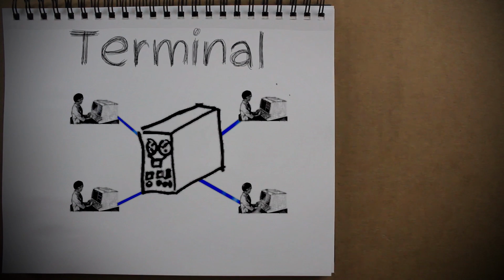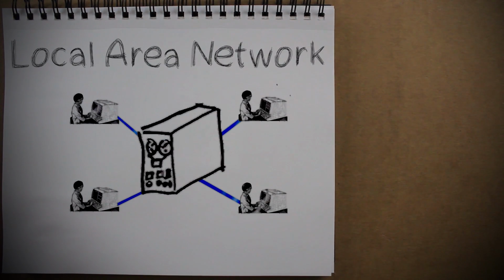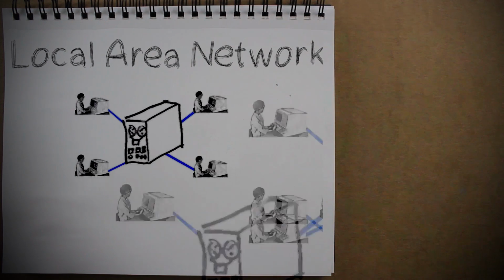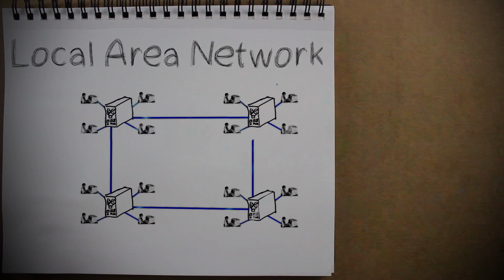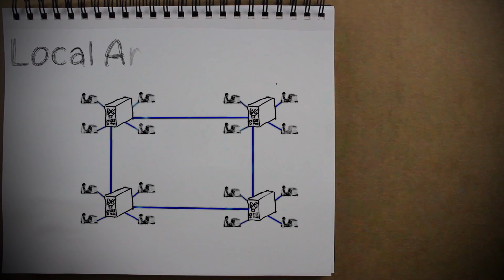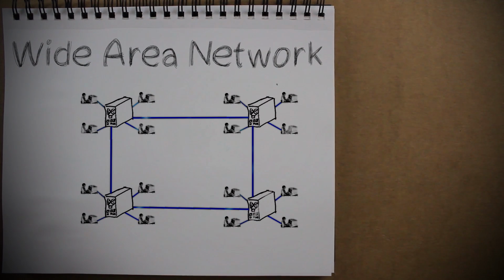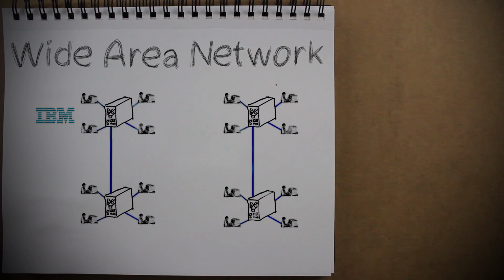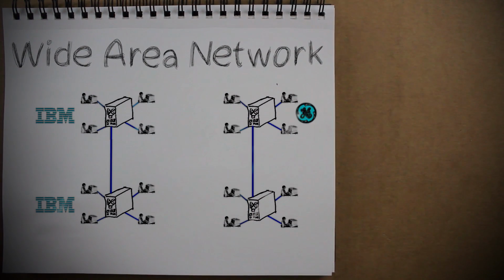This type of setup was known as a centralized local area network. And if you connected multiple mainframes together, you could create a decentralized wide area network that could span across the country. Starting to see a cloud here? Yeah, me neither. All right, let's continue. The problem with wide area networks at this stage was that they couldn't cross-communicate. IBM mainframes would only talk to other IBM mainframes, GE would only talk to GE, and so on.